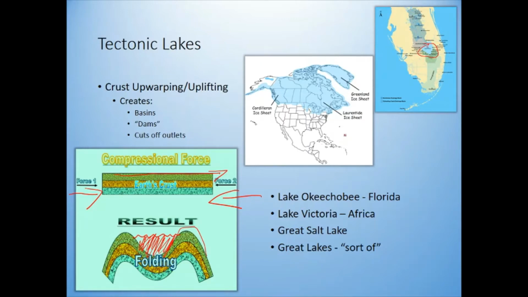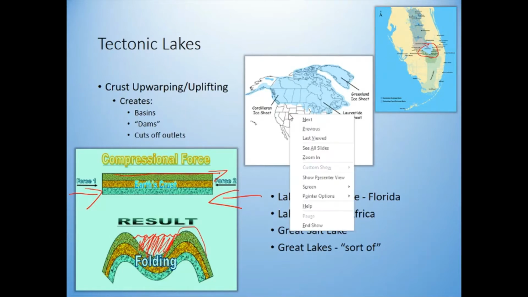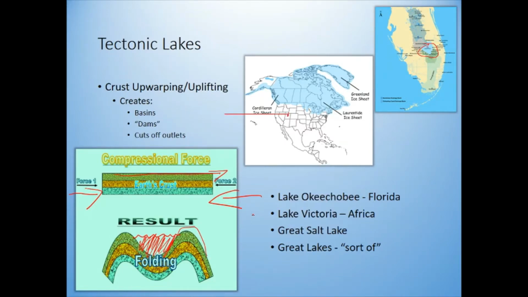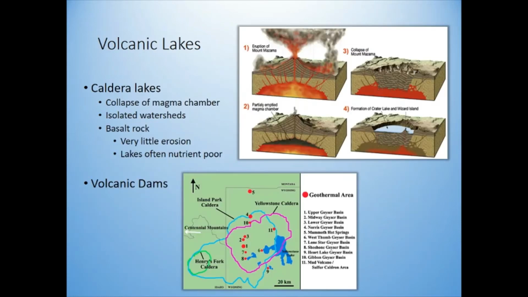Great Salt Lake is right about there, in Utah. Sorry about that, bad drawing. Basically it's a big basin with mountains all the way around it, and all the rivers just flow into there. The Great Lakes are kind of like this. We'll talk about why in a little bit.